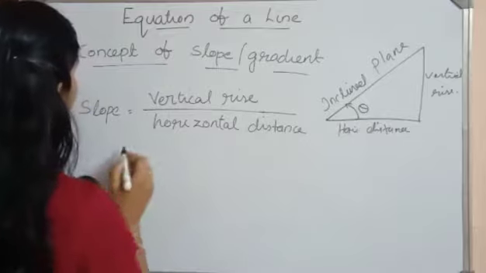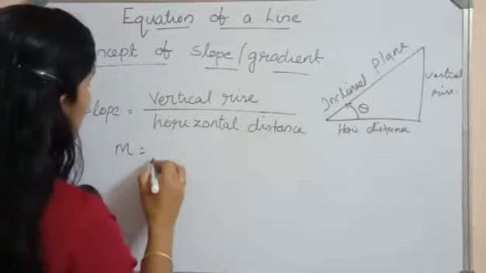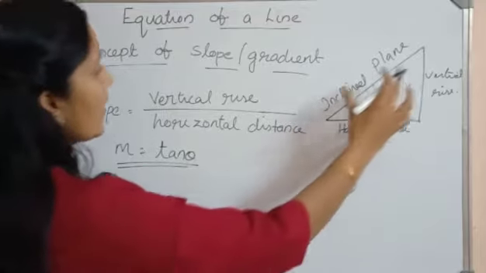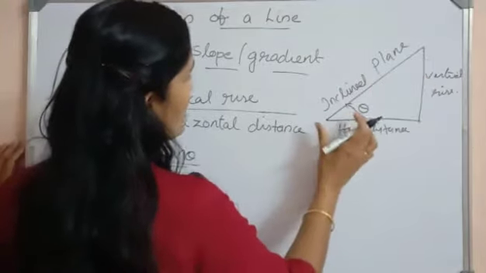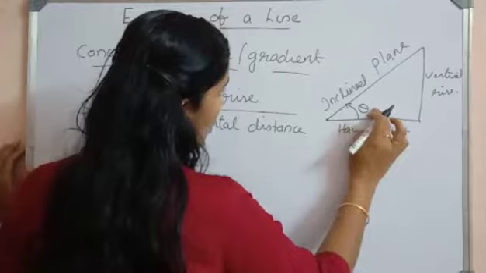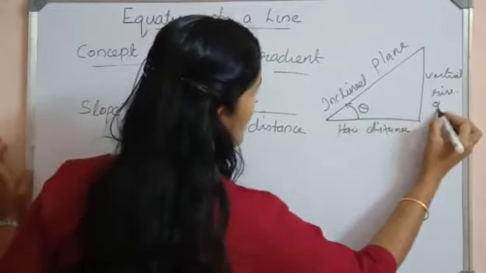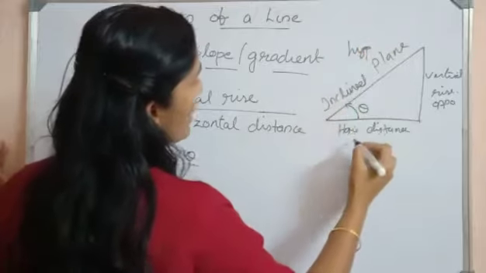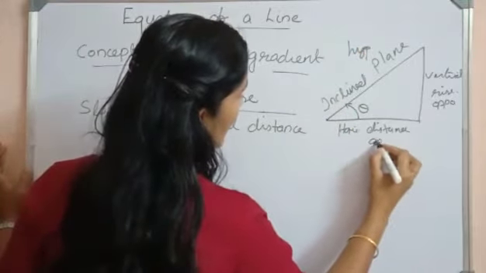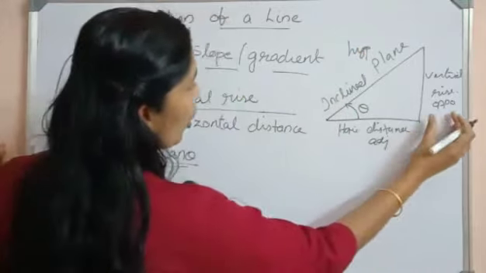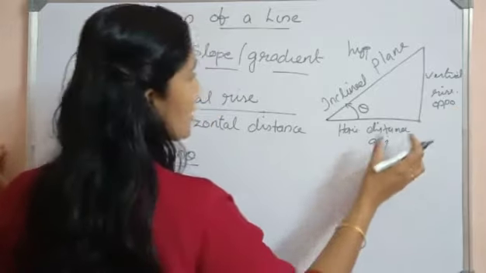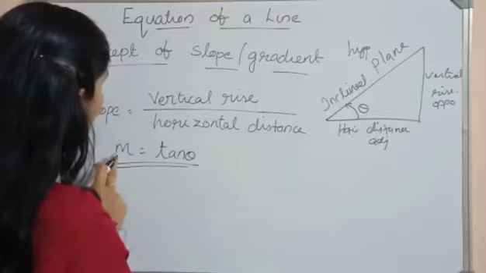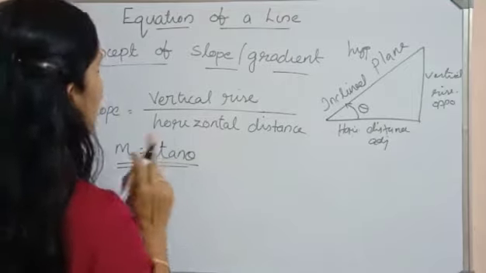And the slope is denoted by the letter m, and m is equal to tan theta is the slope of any inclined plane. If you see this, you can see that this theta is the angle of reference and this is the opposite side, and this will be the hypotenuse and this is the adjacent side. So the ratio between the opposite side to the adjacent side is tan theta. We know that. Therefore, the slope is represented by m is equal to tan theta.